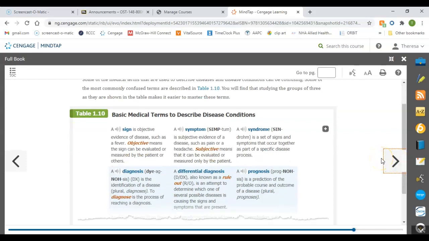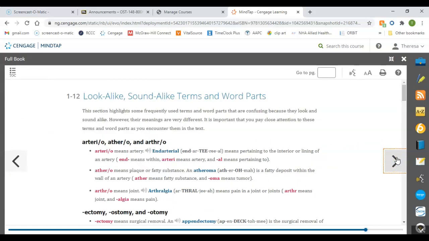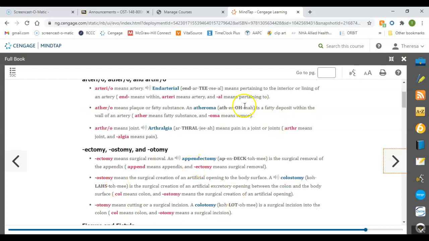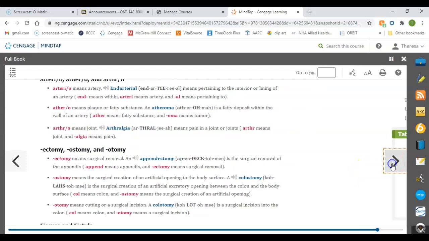Then there are a bunch of words that you need to also know about how to describe disease conditions. What is a sign? What is a diagnosis? What's a symptom? A differential diagnosis, a syndrome, and a prognosis. You will need to know all of these, not just in this class, but you're going to use that in your other classes too. Words that sound alike: artery, ether, and Arthur. So you got to make sure you spell these correctly. All of these should be on your flashcards also.